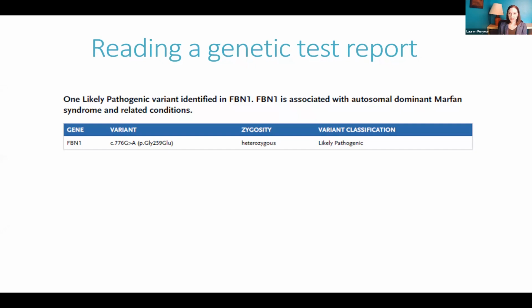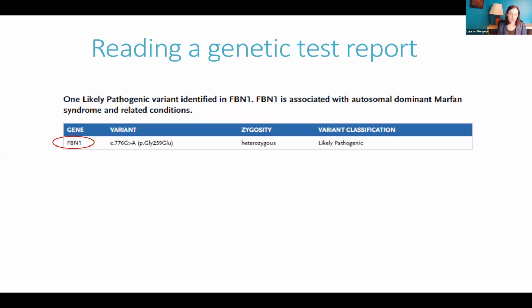If the laboratory finds a variant, they will list it out in a table or in some sort of highlighted fashion to say, this is a variant that we found that we think you should know about. The first thing that I look for is, what gene is this variant in? And that should not be hard to find. In this case, it's the FBN1 gene, which is the gene associated with Marfan syndrome.